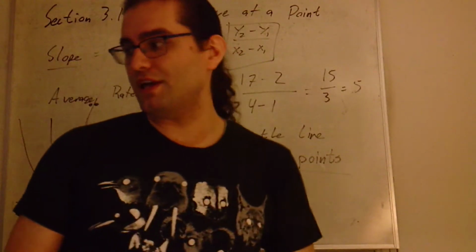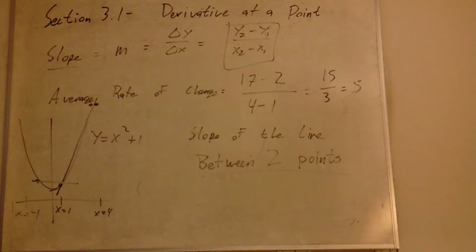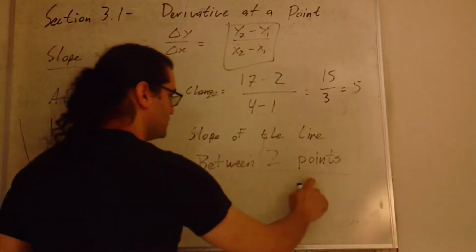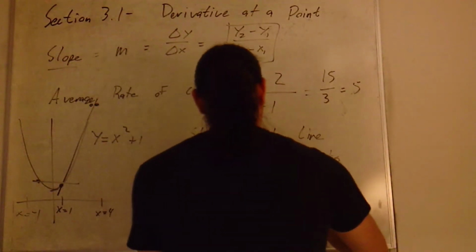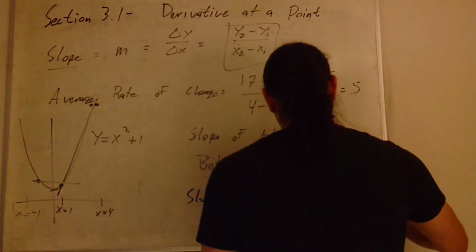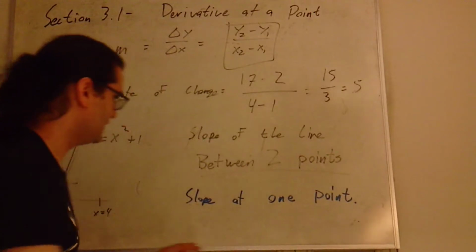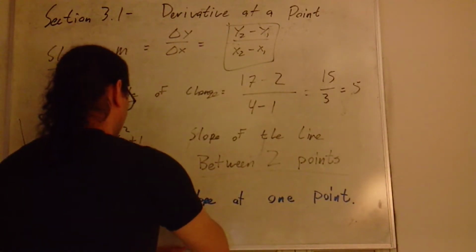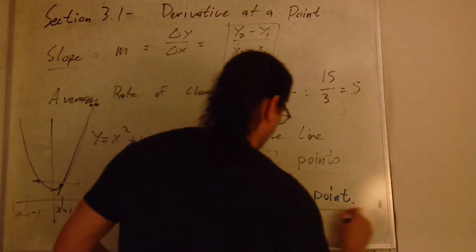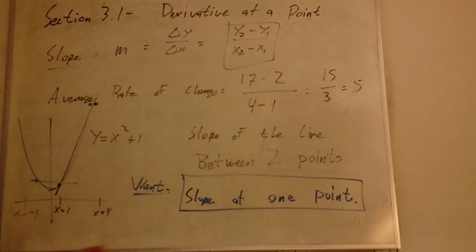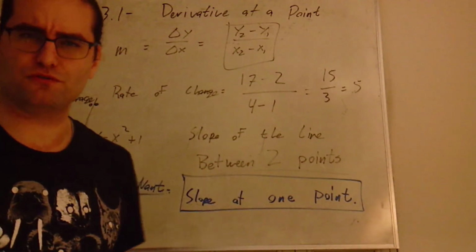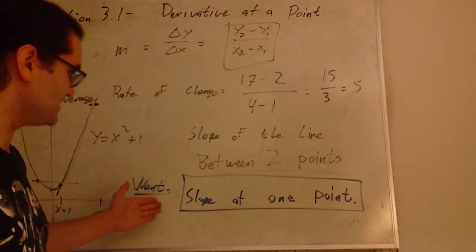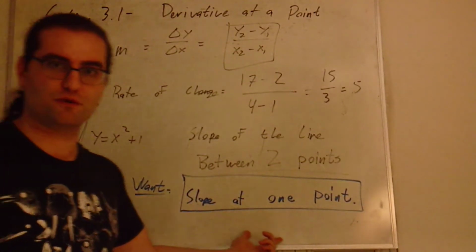What I'm really, really interested in is not the slope between two points. What I really want is the slope at one point. This is what I want. So how are we going to do that? I spoke too soon a little while ago. This is where the idea of difference quotients comes in.